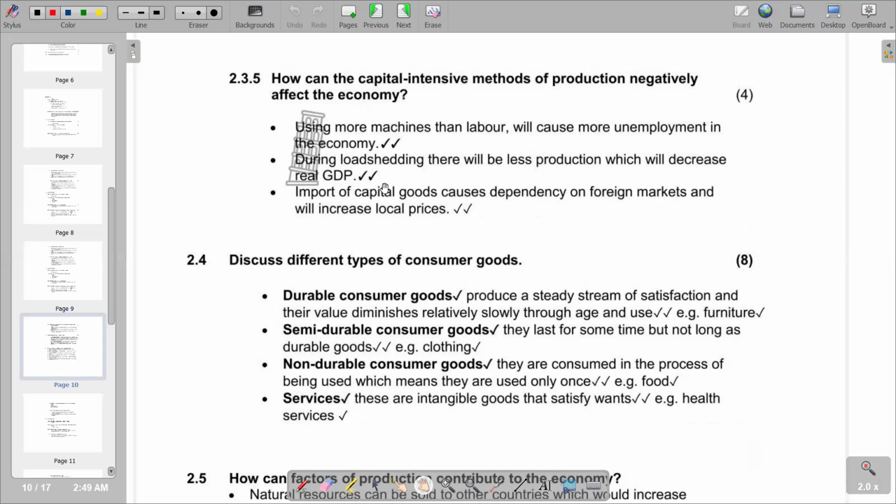As we are saying, obviously there will be bottlenecking in production processes. We are going to see production stopping when there is load shedding, so it's going to be a negative effect. So this is what we have on this point.